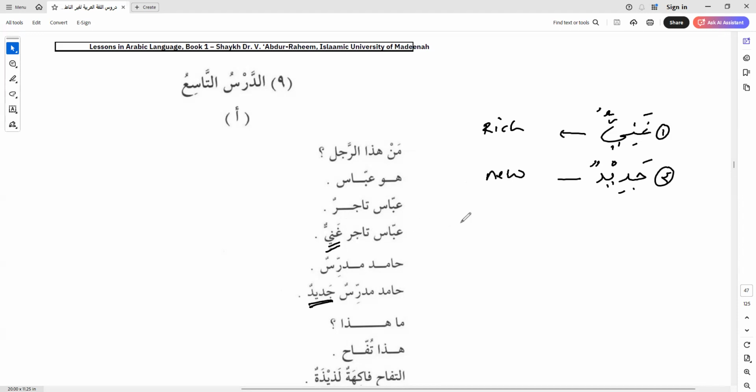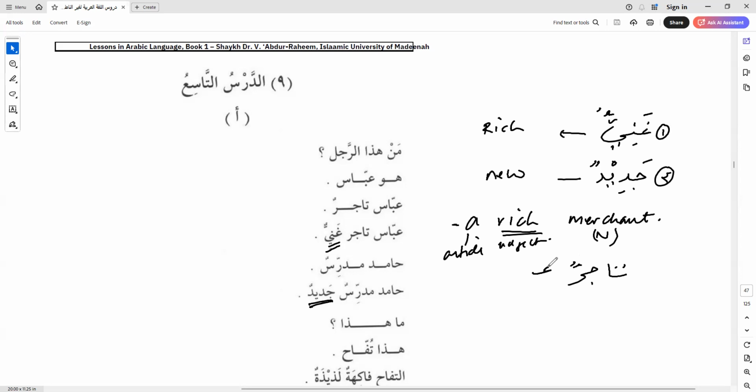Now, if I write in English, I'll say a rich merchant. Now, look at where the rich is. This is a noun, and this is the adjective, and this is the particle or the article. In Arabic, I'm going to say tajirun ghaniyyun.